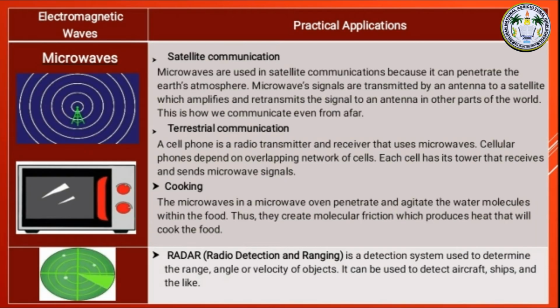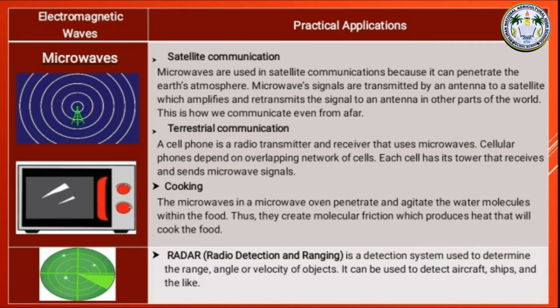Another electromagnetic wave that we will discuss is the microwave. Its practical application is satellite communication. Microwaves are used in satellite communications because they can penetrate the Earth's atmosphere. Microwave signals are transmitted by an antenna to a satellite which amplifies and retransmits the signal to an antenna in other parts of the world. This is how we communicate even from afar.